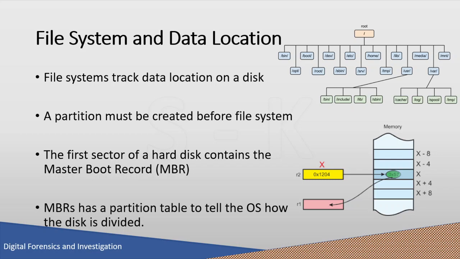The first sector on the hard drive contains a master boot record, which we call MBR, and it contains the partition table, which tells the operating system how the hard disk is divided. The partition table specifies the first and the last sector in the partition, and it also provides some additional information about the partitions. The simplest way of viewing a partition is using the fdisk command on your system.